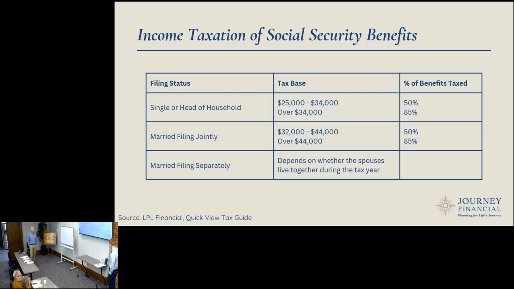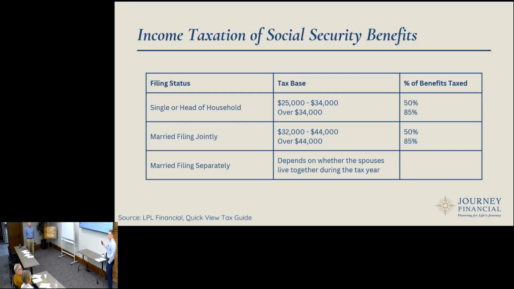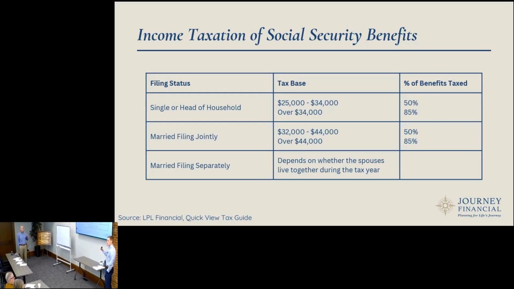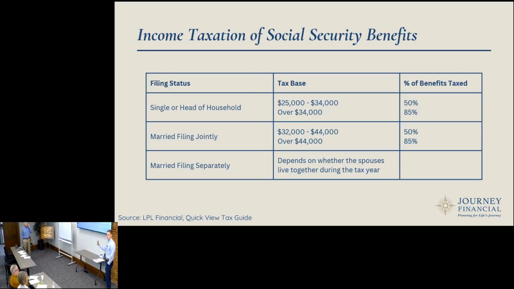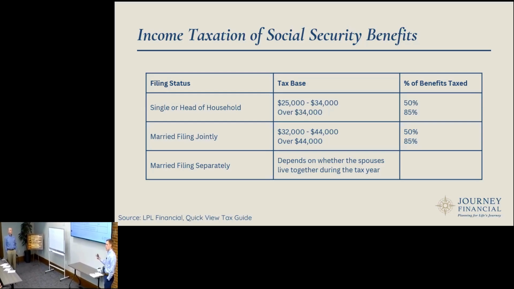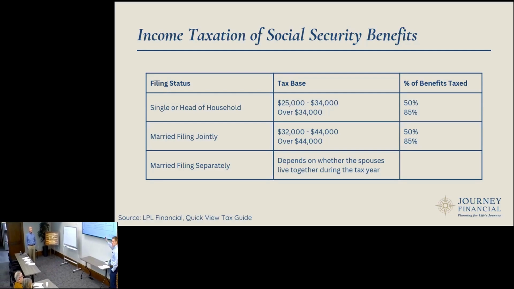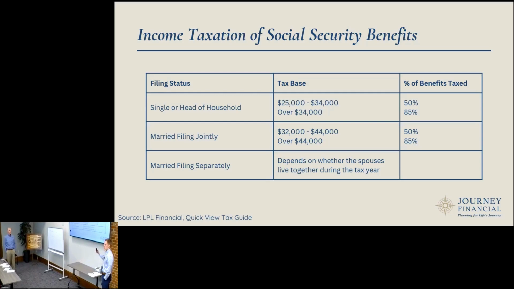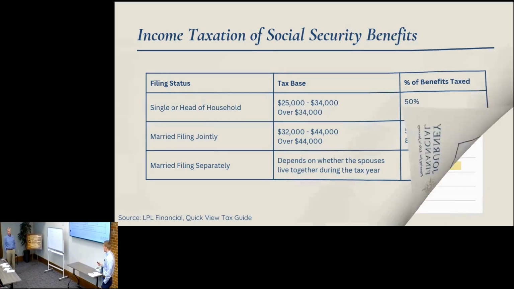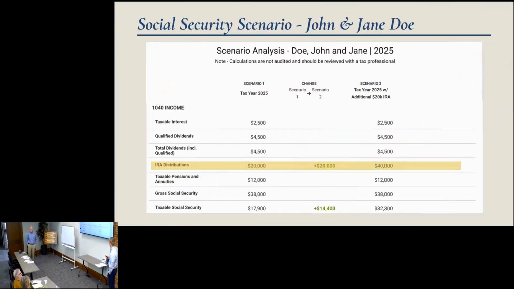So that's the calculation. It can be a little bit complicated, but it's just something that we want people to be aware of, not that you can always control it. And if you do have those other sources of income, there's just no getting around it. You're going to be taxed on at least 85% of your Social Security benefits. But if we can plan around it, we do.